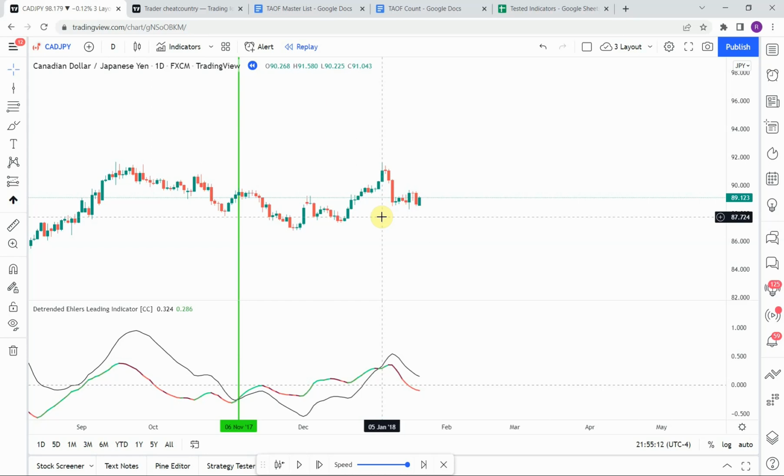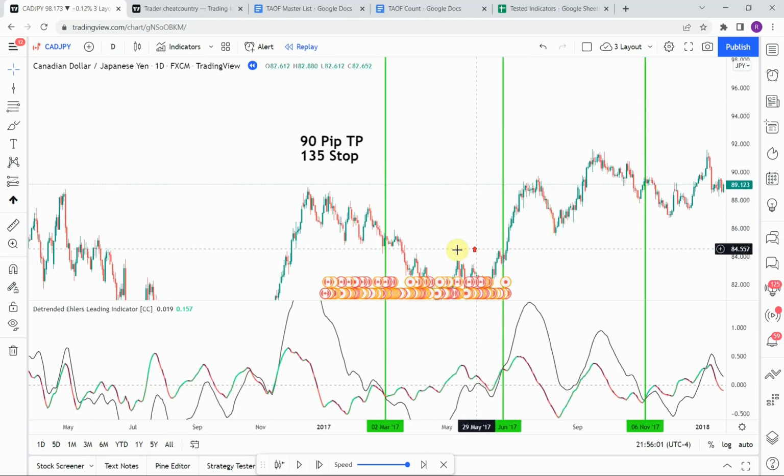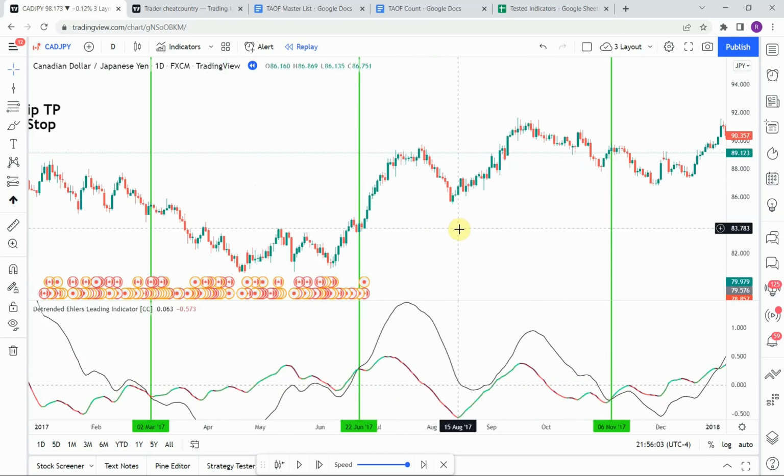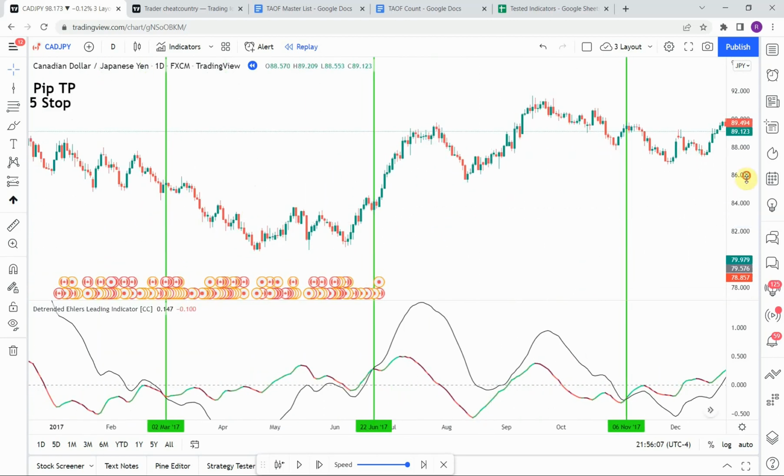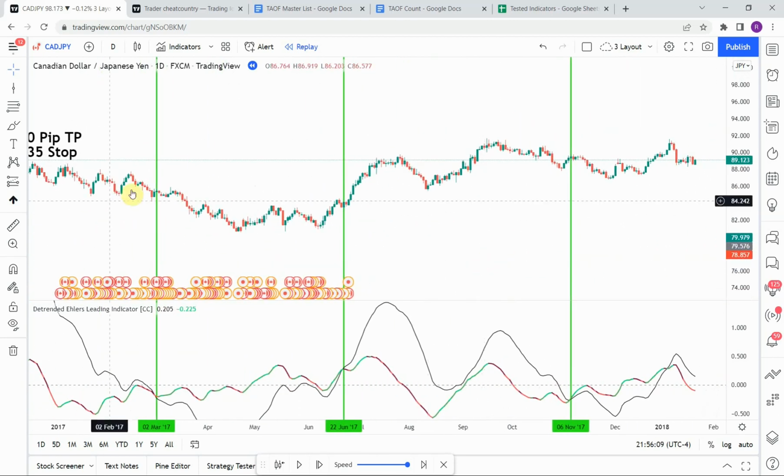I highly recommend it. All right, so let's go ahead and take a look at our indicator here. That pretty much says it all right there. We have 1, 2, and 3 trades, and we have 1, 2, and 3 winners.